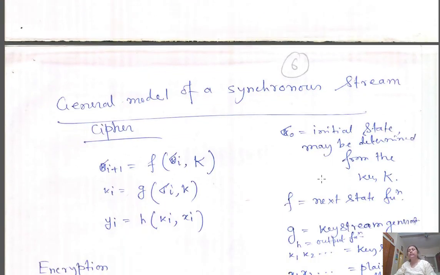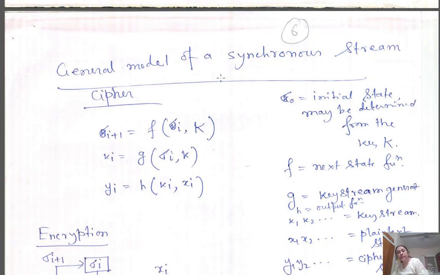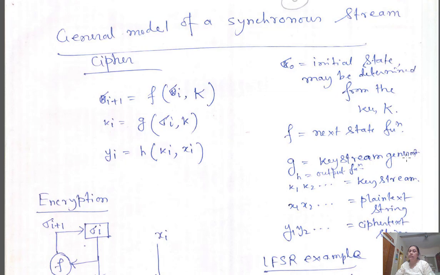Now, as I was saying, we are going to discuss the general model of a synchronous stream cipher. The general model is given by this. You have some initial state. Sigma stands for state, and sigma 0 is your initial state. This may be determined from the given key. F is the next state function, G is the key stream generator, and H is the output function. K1, K2 is your key stream, X1, X2 is your plain text string, and suppose Y1, Y2 is your ciphertext string. I represent them in this way.